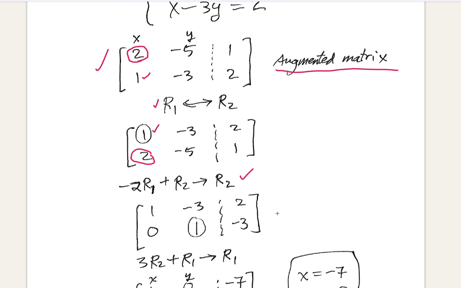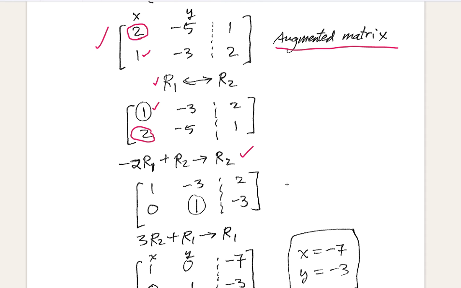The first row did not change, so it's still 1, -3, 2. The second row will change. 1 times -2 is -2, added to 2 is 0. -2 times -3 is 6, added to -5 is 1. -2 times 2 is -4, added to 1 is -3. And we've got our second row now being 0, 1, -3. The leading entry in this row is the 1. It's what I want, where I want it.